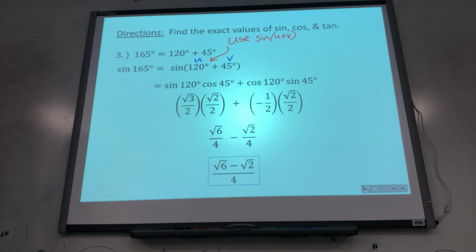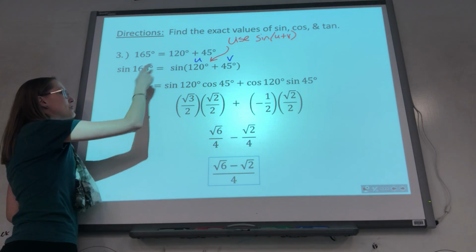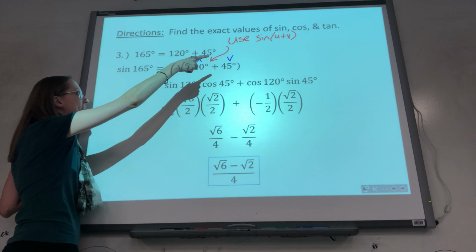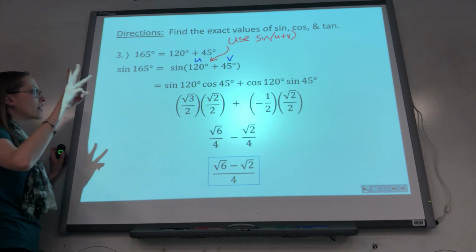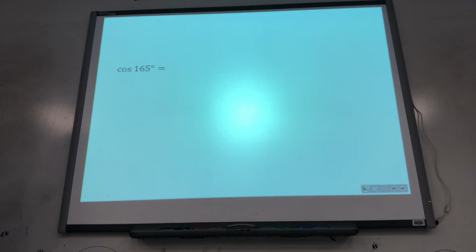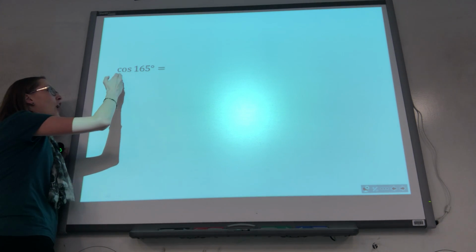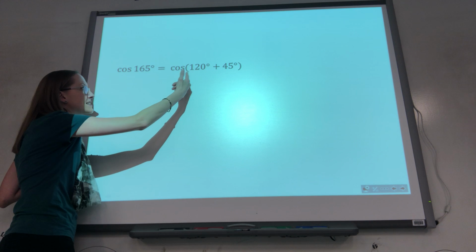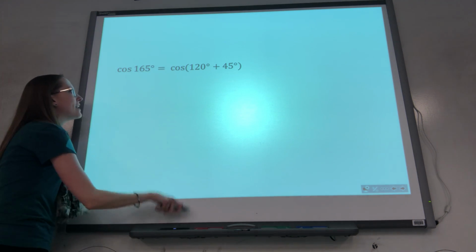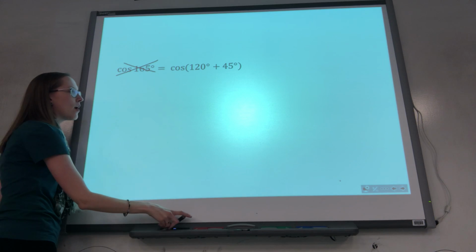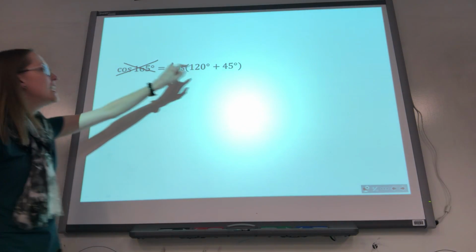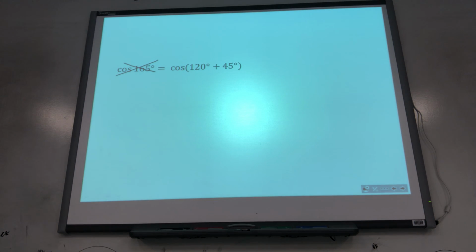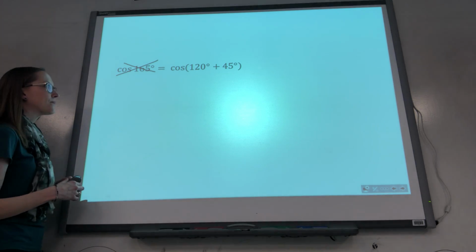Now, unfortunately, we're not done. That was just sine. We still have to do cosine and tangent. So this is a 3-slider here. I think I'm taking up 3 different slides for this problem. Cosine of 165, you really don't even have to write that part down anymore if you don't want to. We're going to be doing this side. Cosine of 120 plus 45.